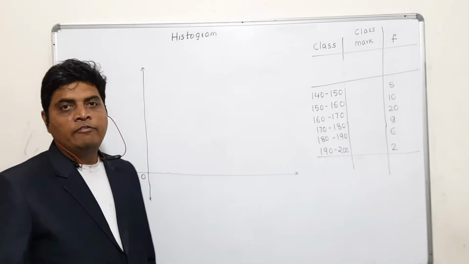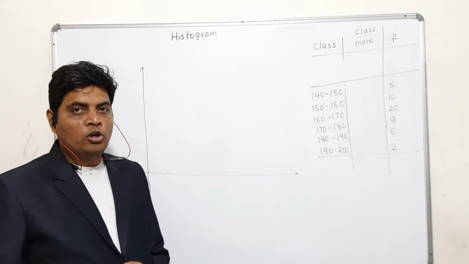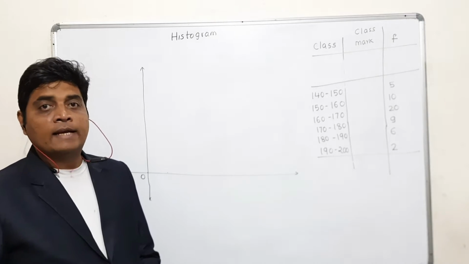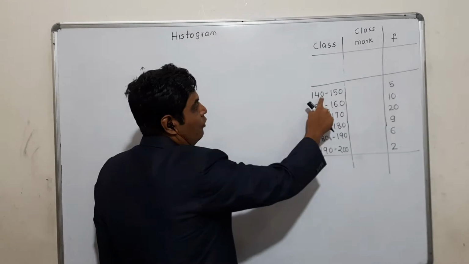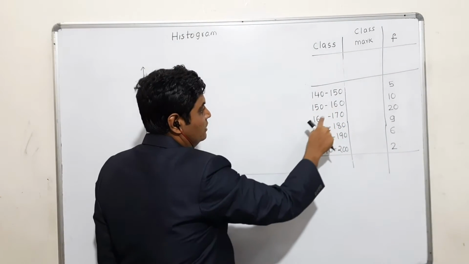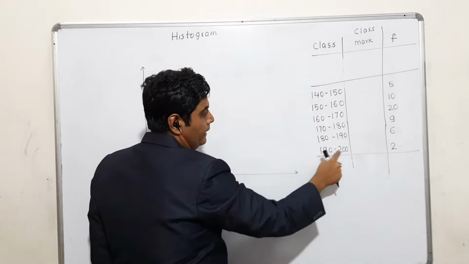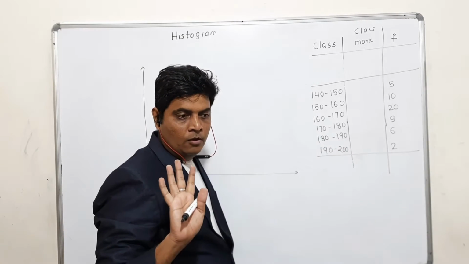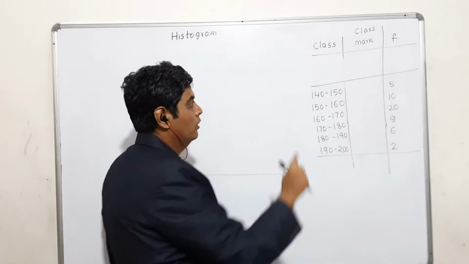In this video again we are going to see how to draw a histogram and a frequency polygon, and when to use the kink sign. You understand, these are your classes: 140 to 150, 150 to 160, 160 to 170, 170 to 180, 180 to 190 and 190 to 200. What is the shortcut method to find whether you will be using the kink or not?